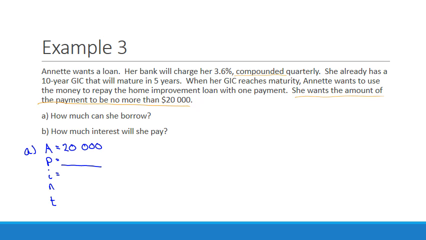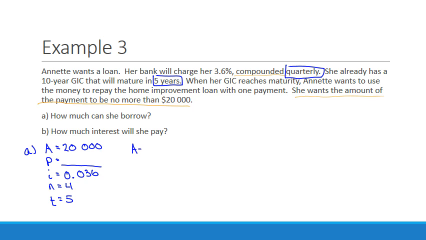Interest, remember, in the formula we have to put in as a decimal. N is the compounding frequency, and it's quarterly, it says in the question here. And the time frame, it says matures in 5 years. Okay, so normal compound interest formula, but we're going to be looking for this P value.